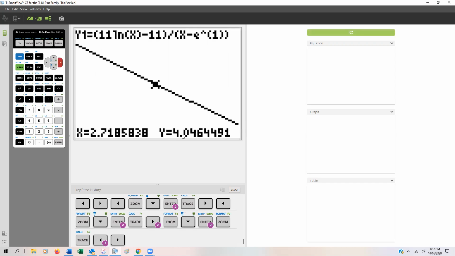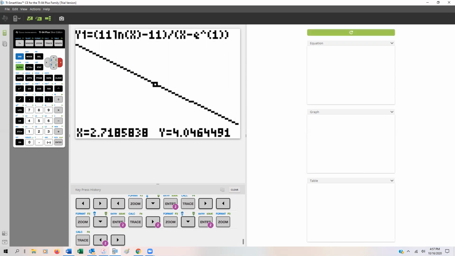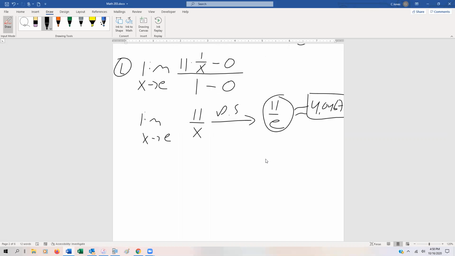All right, so we get 4.4064. And remember what we got before, 4.0467. So it's very reasonable that our answers are going to be the same. But notice that with calculus, we can't get the exact answer without calculus. Okay, so only from L'Hopital's.